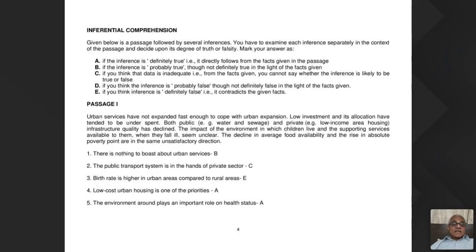Then you have the other side of this scale. If you think the statement is probably false, not definitely false, you rate it as D. Then if you think that it is definitely false, the statement is totally against what the text says, then you mark it as E. This is one important kind of comprehension passage that companies give. There is another model there.